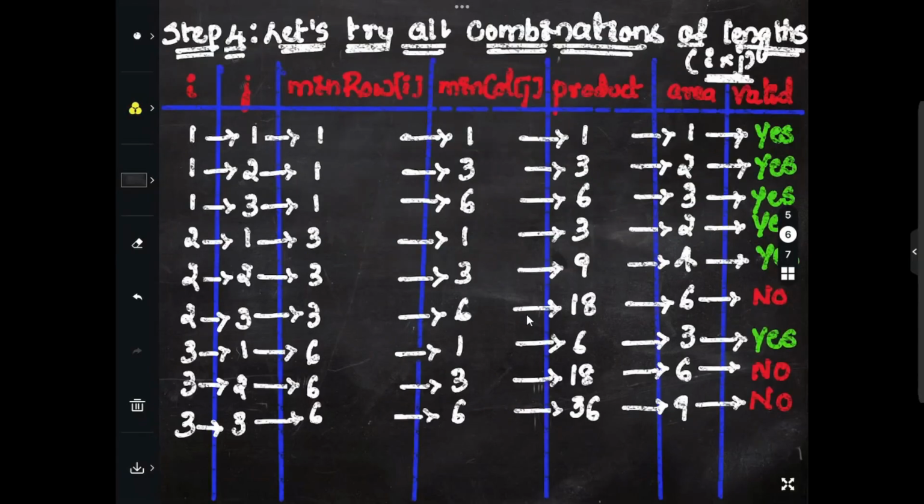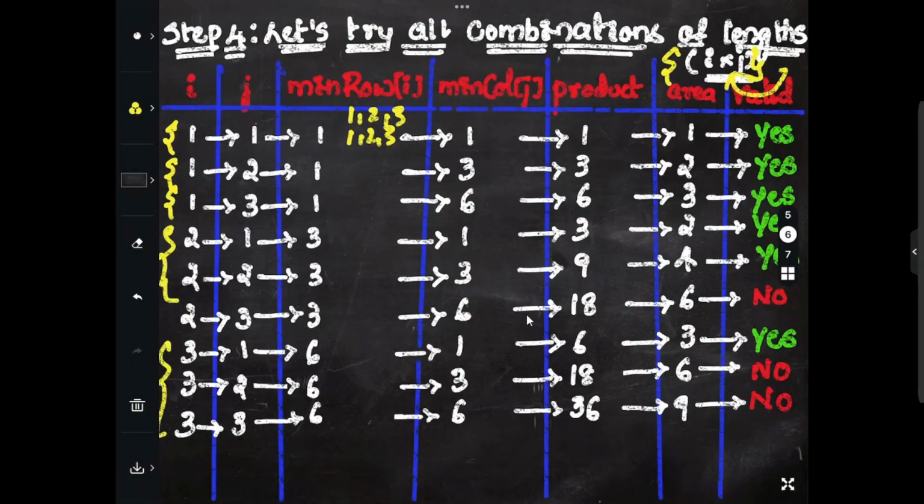Now what we are doing is trying all the combinations of length, nothing but I into J. For I, we have 1 three times, right? So here 1 will be considered three times. If you remember, in A we have 1, 2, 3, and in B we have 1, 2, 3 as well. So we will go with 1 three times, 2 three times, and 3 three times, right?